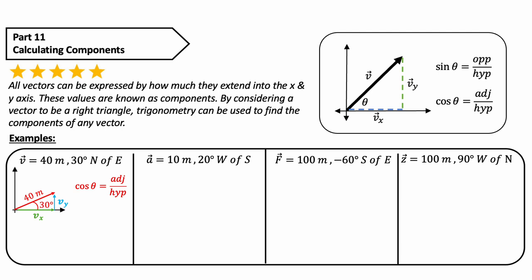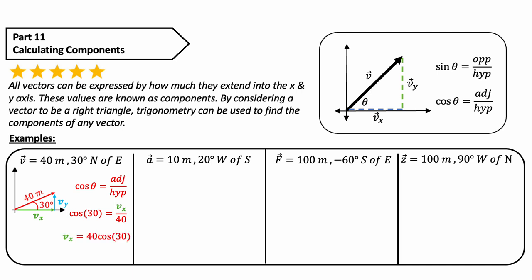So the cosine of any angle is equal to the adjacent side divided by the hypotenuse. Notice our right triangle there. Our angle is 30 degrees. Our adjacent side, the side that is next to the angle, is Vx. My hypotenuse, always the longest side, is 40. So I've substituted in the angle, I've substituted in the hypotenuse, and I've substituted adjacent for Vx, which is the thing that we want to solve for.